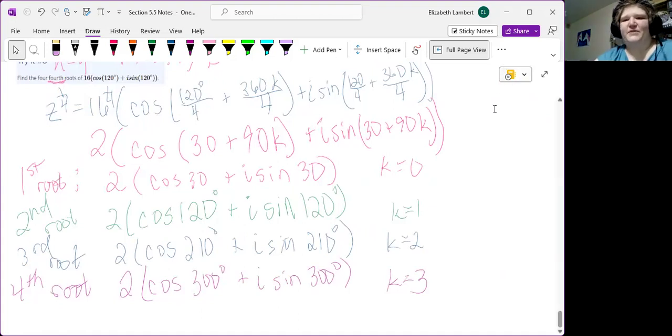All right, that is it for our little tiny toe dip into complex polar notation. Just enough so you can say, yes, I saw that once upon a time.